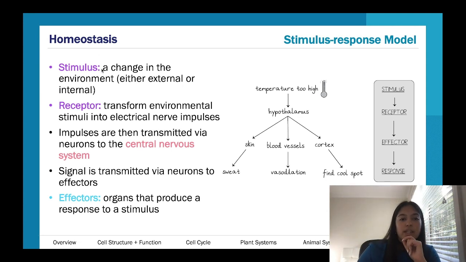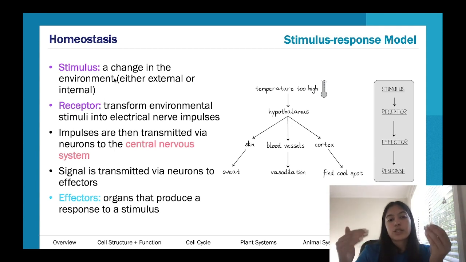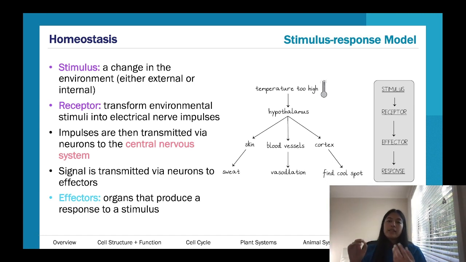So we can see here a stimulus. Again, pop these in your glossary, know these words. So we're thinking a change in the environment, something that will trigger a change. A receptor detects this stimulus and then converts it into electrical nerve impulses. If you're aware of what neurons are, we don't talk about them much today. But these neurons, as you can see here, are in the central nervous system, so that's our brain and our spinal cord.